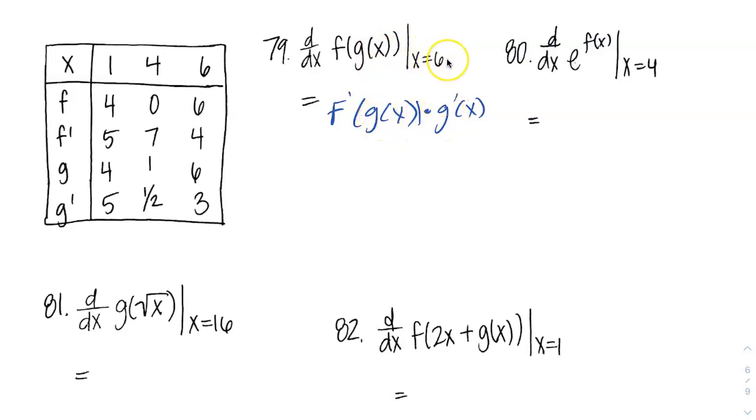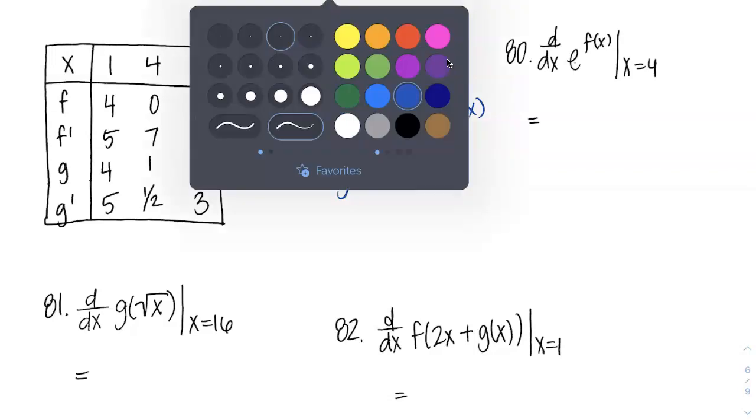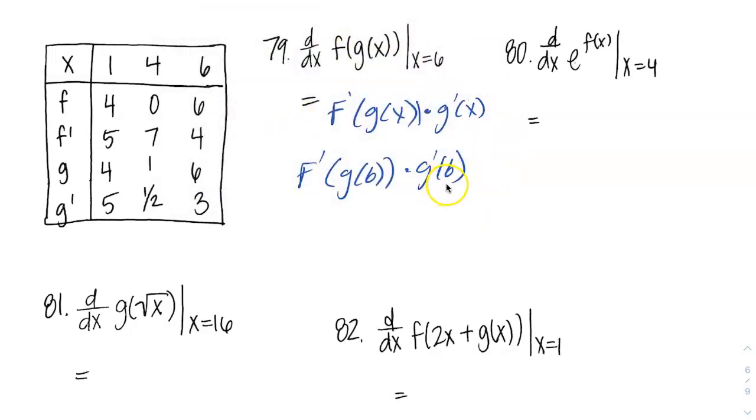Now we're going to sub in 6, so I get f prime of g of 6 times g prime of 6. And then all these values are in the table. So g prime of 6. So here's g prime, here's 6.